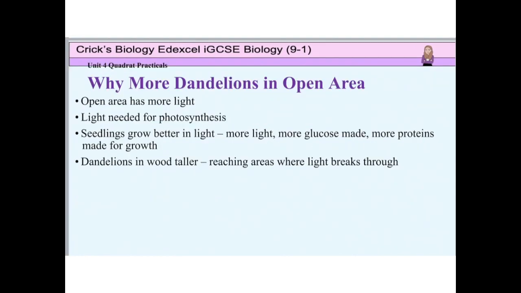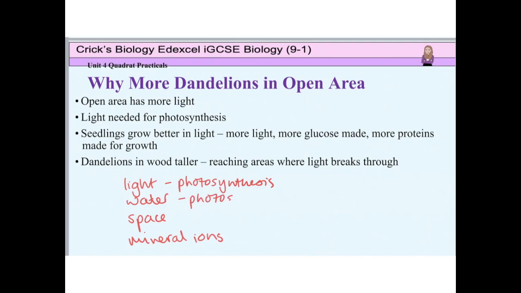Plants need light, water, space and mineral ions to grow well. Light energy is needed for photosynthesis, and water is a raw material for photosynthesis and is also needed for support of the plant, transport of substances around the plant, and for metabolic reactions. If the light energy is being blocked by trees, and we saw this in our results when measuring the light intensity, then less photosynthesis can occur, and less glucose is produced in photosynthesis, so there is less for respiration and less for making other molecules such as protein for growth.